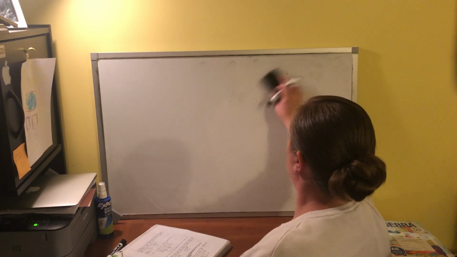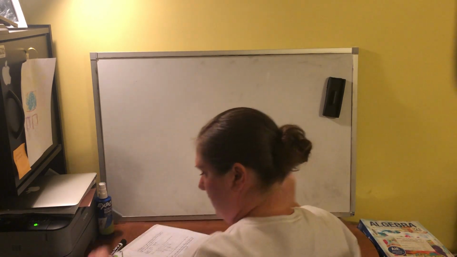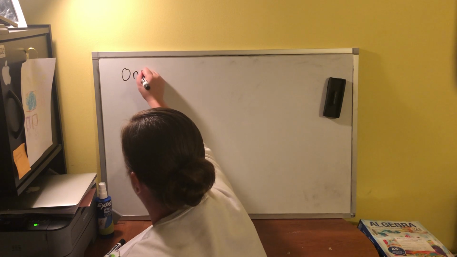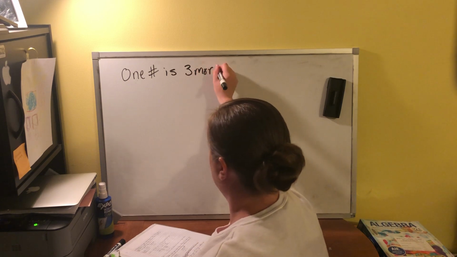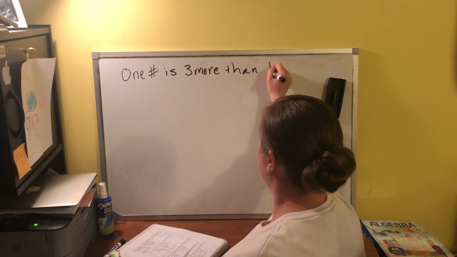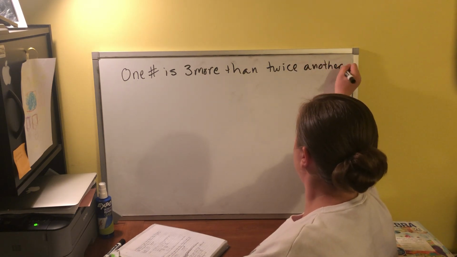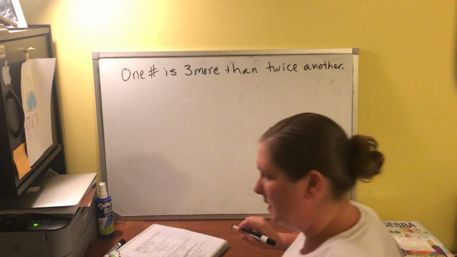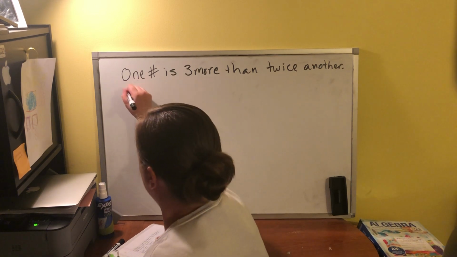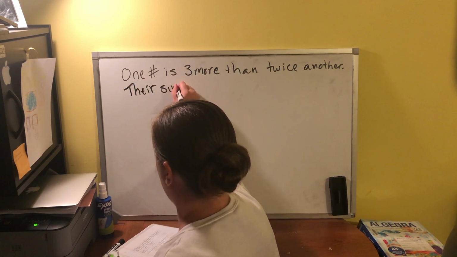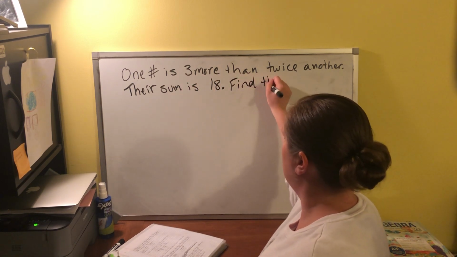Let's look at another. It's not always just going to be cut and dry and solving for one number. Sometimes we're going to have to solve for 2. So let's look at this one. It says, one number is 3 more than twice another. I apologize, I have very poor handwriting. Like I said, this is in the notes as well if you need to reference it. So one number is 3 more than twice another. Their sum is 18. Find the numbers.